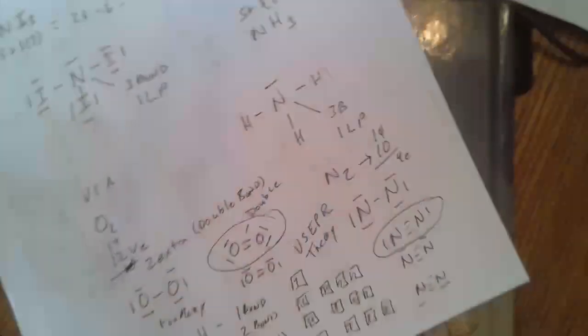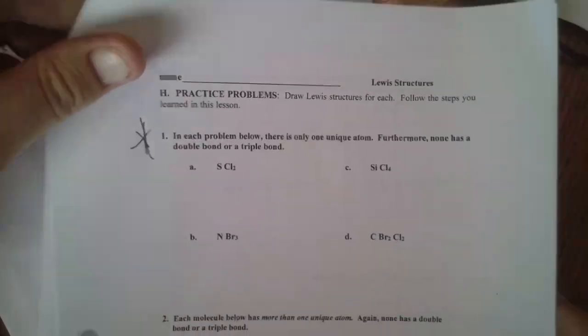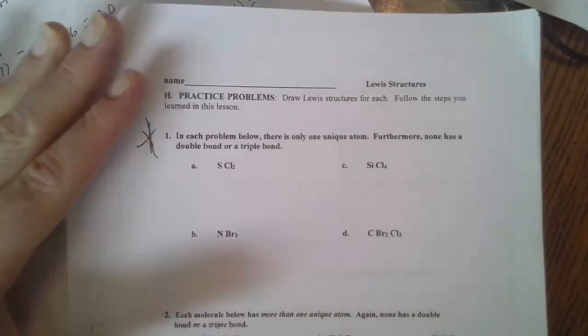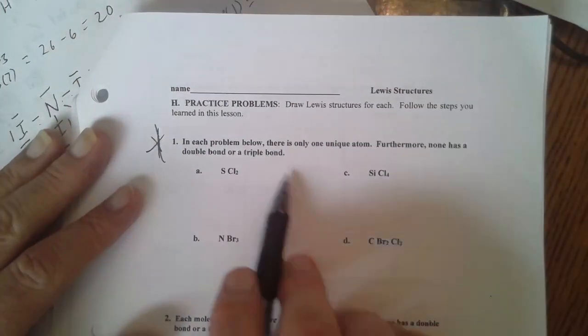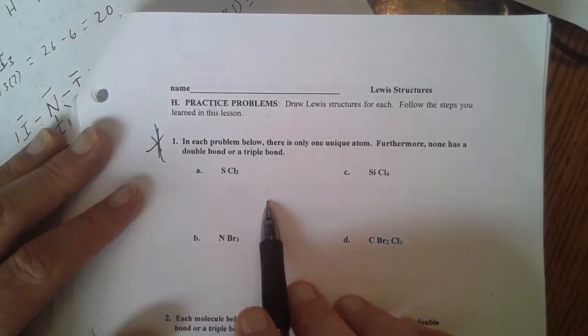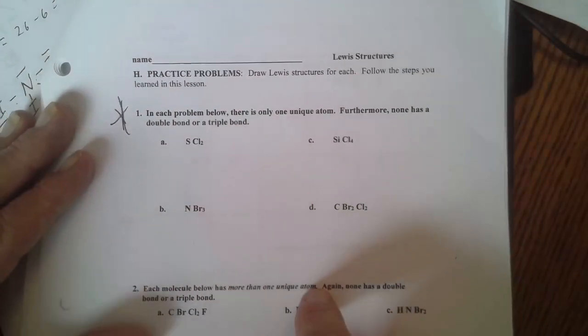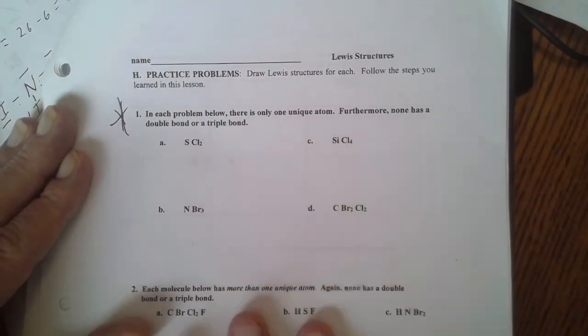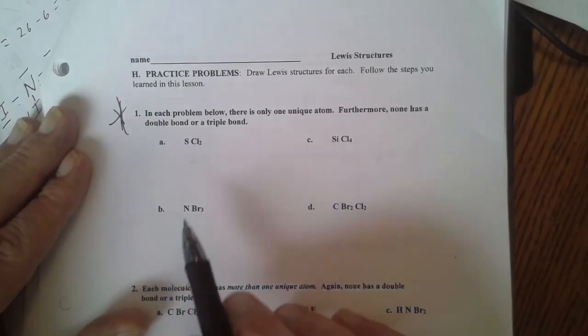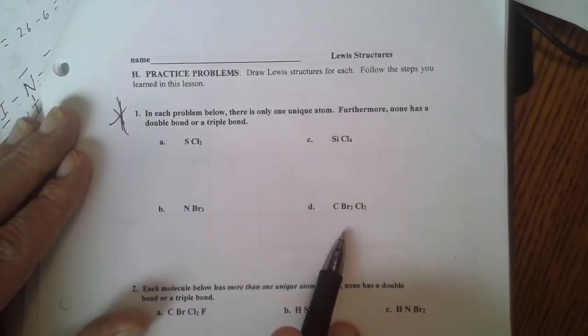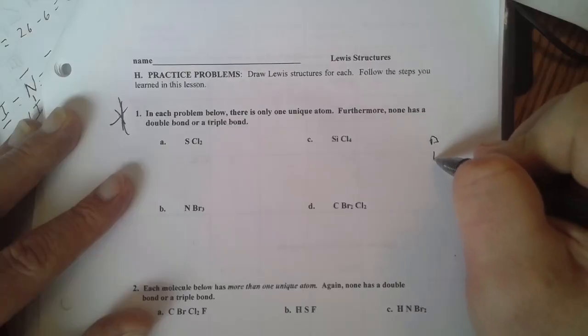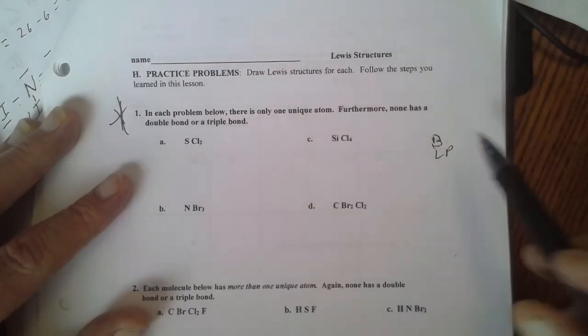The assignment for Friday by 3:45, guys. I'm sorry. Yeah, Friday by 3:45 or whatever time school's over, is to turn this in. These 4 problems right here. If you don't have them now, you can take a picture and you can write it on regular paper, or you can wait until you get it tomorrow. But all I want you to do is draw the Lewis structures and then tell how many bonds and lone pairs each one has.